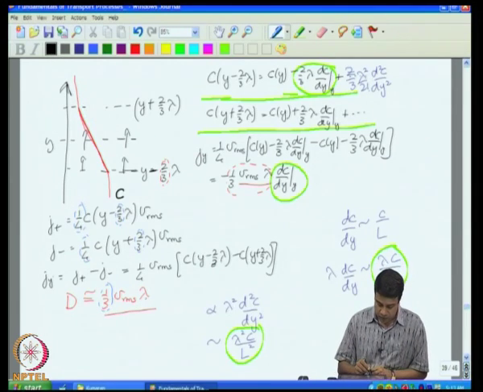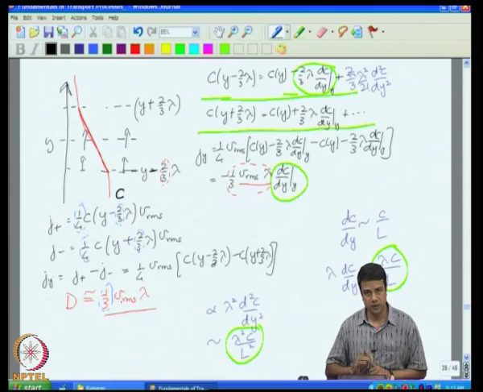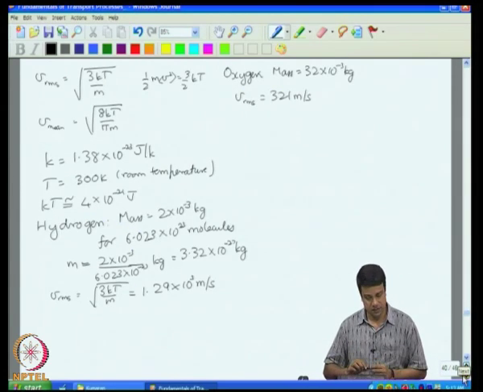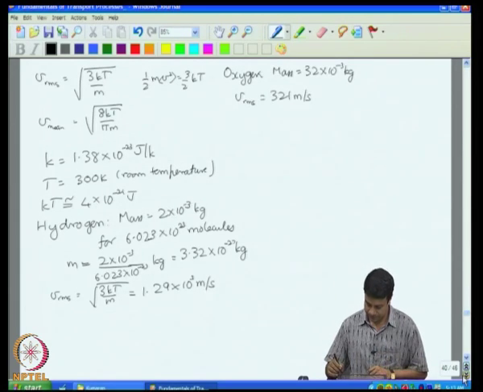So, if I know both λ as well as V_RMS, I can estimate what the diffusion coefficient should be, and that's what we set out to do next. V_RMS from equipartition of energy: half mv² is equal to 3/2 kT, so V_RMS is the square root of 3kT/m. We estimated that as around 1200 meters per second for hydrogen, about 330 for oxygen, comparable to the speed of sound. So, you can take the speed of sound approximately as an estimate for the root mean square of the fluctuating velocity of molecules in a gas.